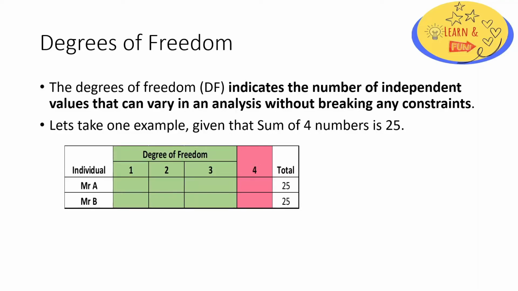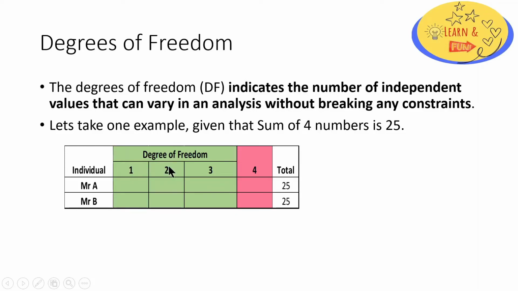If I ask you to pick 4 numbers which add up to 25, you can choose the first number, the second number, and the third number, but the fourth number you cannot choose because it is already fixed. Once you take these 3, the fourth is automatically known, and hence you do not have the freedom to choose the fourth number. So how many numbers can you pick? Only 3.